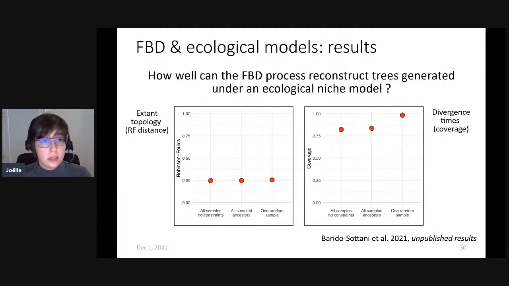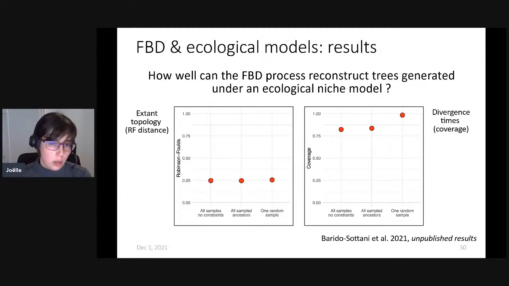So again, for the extant species only. In both of the results, we can see that we are reasonably accurate, right? We have fairly good coverage for the divergence times. And well, the error on the Robinson-Foulds isn't ideal, but it's still fairly small. So this is good news.